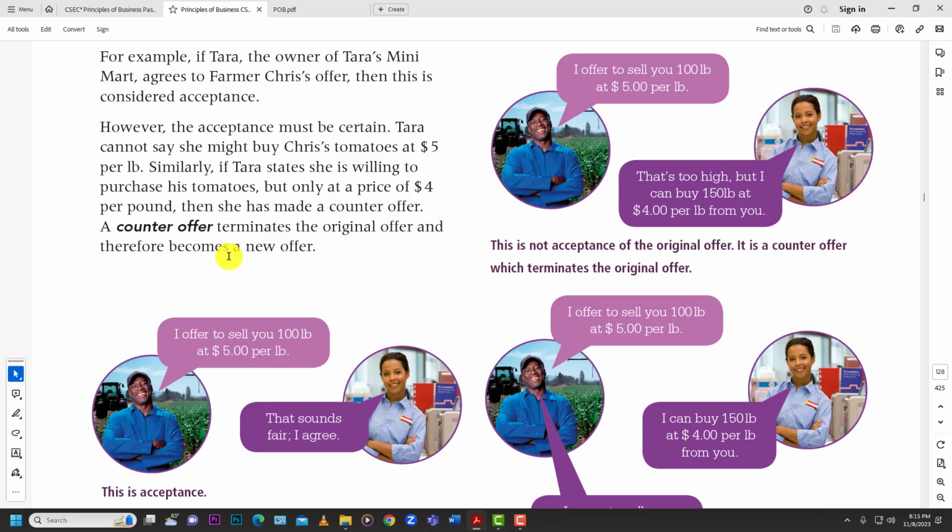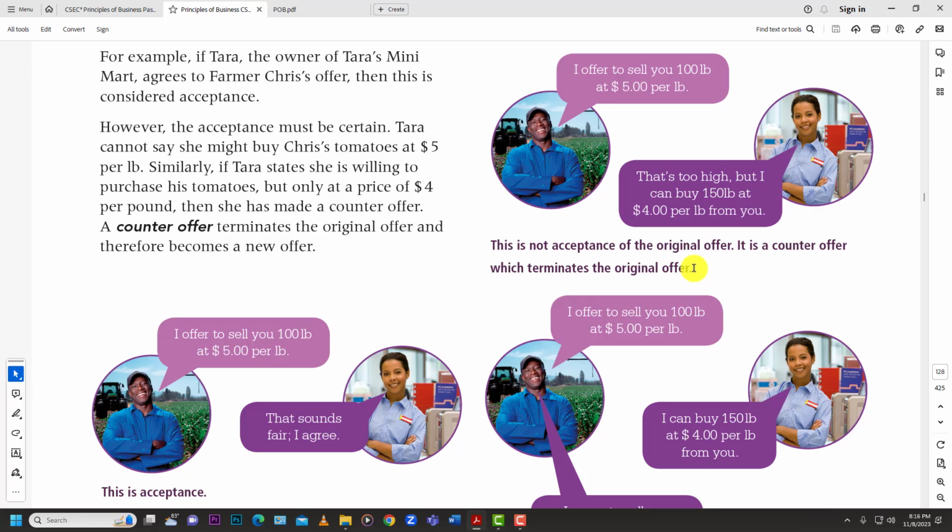So they have a scenario right here. I offer to sell you 100 pounds at $5 per pound. That's that gentleman making an offer to that lady. The lady said, no, that is too high, but I can buy the 150 pounds at $4 per pound. That's the counter offer right there.